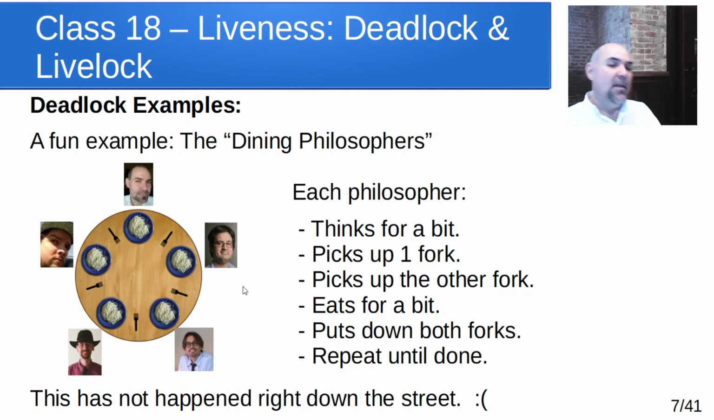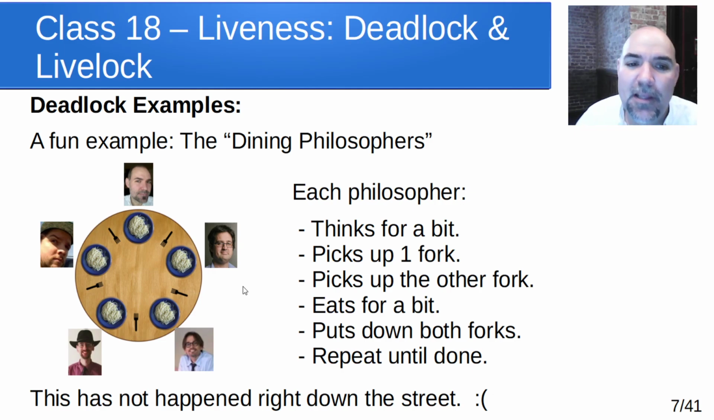Okay, now let's look at another deadlock example, and this is kind of a fun one. It's also a classic deadlock example, and this is called the dining philosophers. So here we have the philosophers, who are members of the department here, and each philosopher works like this. You have this table, and on the table we have plates of spaghetti, one in front of each of the philosophers, and then we have the same number of forks going around the table.